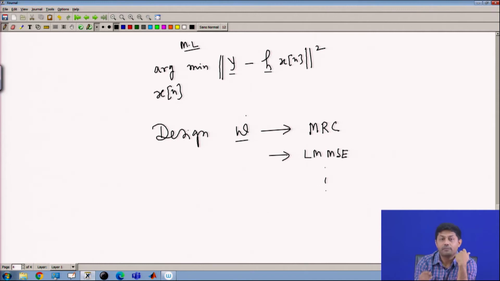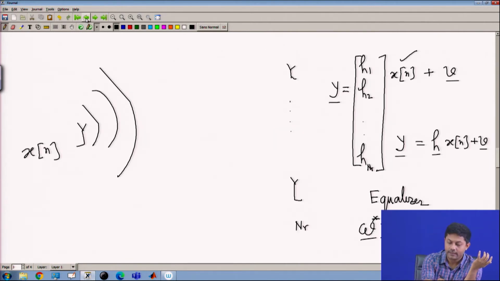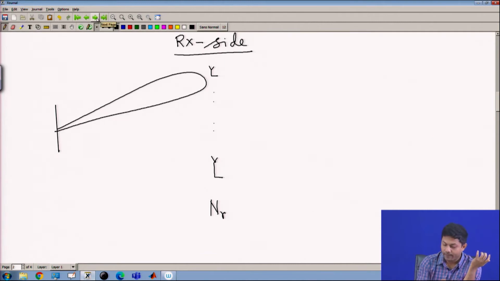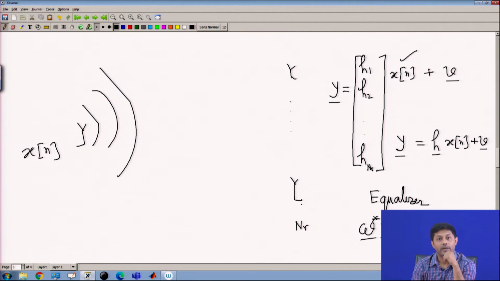If you want to do a simple linear equalizer based detection, what exactly do you do? You do some sort of MRC or some sort of LMMSE. So, what is this W? W is some sort of a vector whose length is equal to NR cross 1, because at the receiver, I also have NR number of data. Okay, here NR number of data.